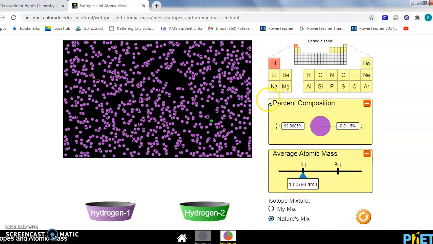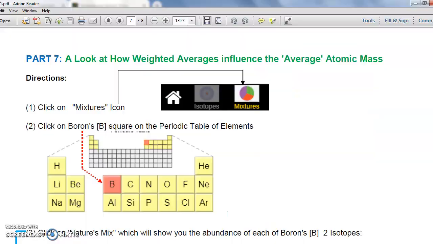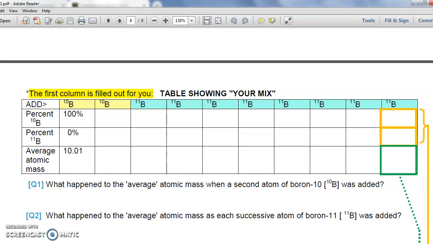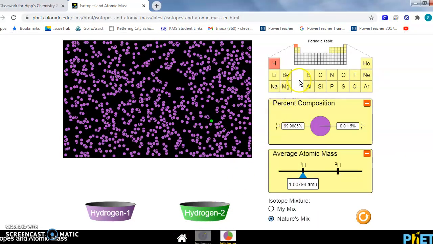So this part of the lab is fun to play with, where you can actually see what the percents would look like. In this lab in particular, if you look at your lab report, there's going to be several questions about what the mixes are. And when they say mixes, they're talking about the abundance of the different isotopes. And we're going to be working mostly with boron 10 and boron 11. So on boron 10, boron 11, you can see what the actual mix is.